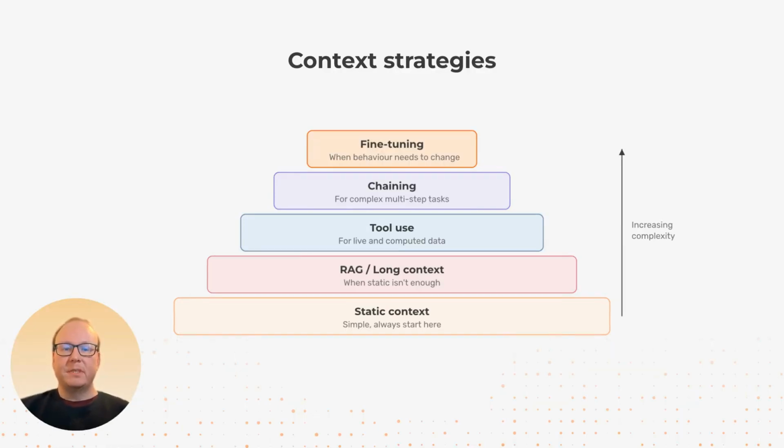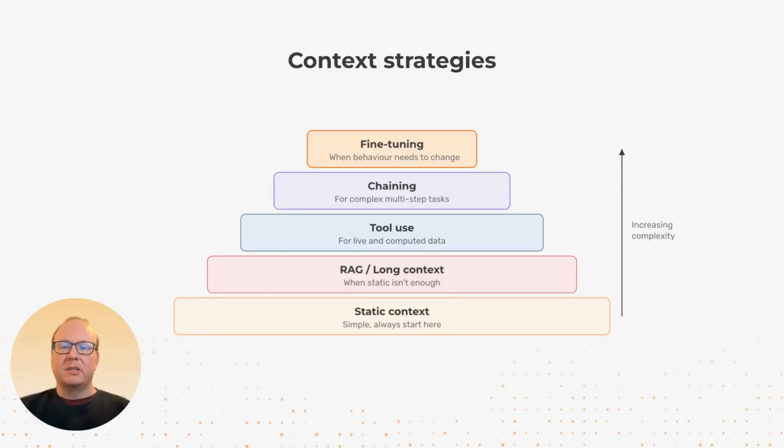First, on the bottom, system prompts and static context. You hard code the information the model needs directly into the prompt. This is the simplest approach, and teams skip it far too often in favor of something more elaborate. Second, Retrieval-Augmented Generation, or RAG. Use search and knowledge base and inject relevant documents into the prompt before the model generates a response.